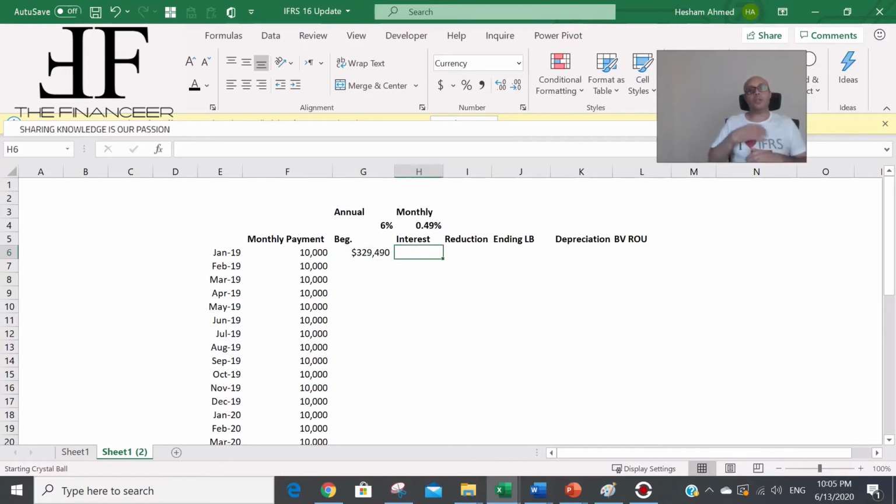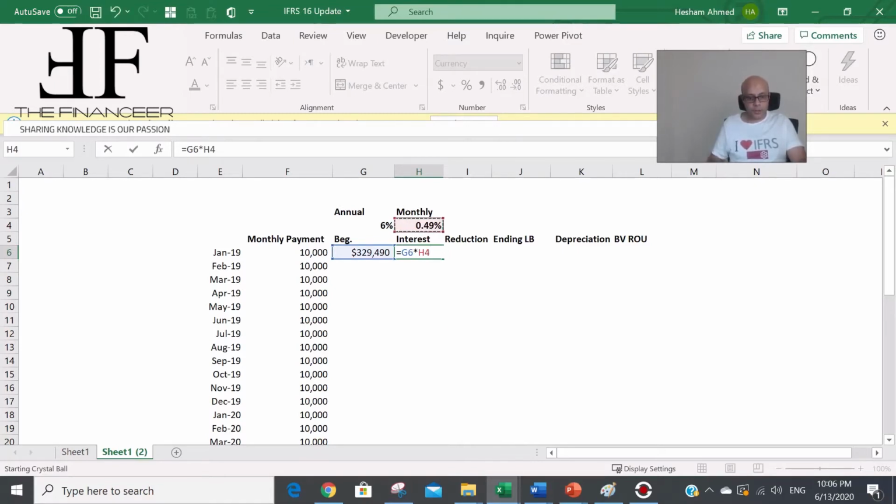Then you need to calculate the interest, because this is a liability and you are going to pay in the future. The interest will always be calculated on the beginning balance. So you are going to take this beginning balance times the interest rate, which we converted to a monthly rate of 0.49%. So this will be the interest itself. Sorry, there's a mistake here.